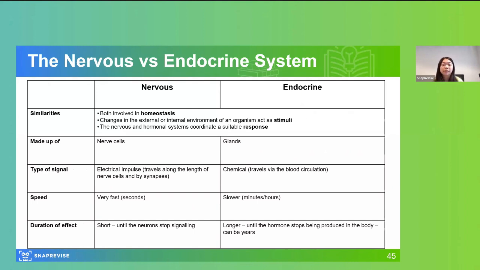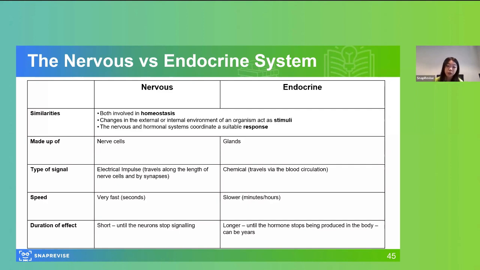The similarity is that the nervous system and endocrine system are both involved in homeostasis. You're going to see that in homeostasis. Changes in the external or internal environment of these organisms act as stimuli. So if there's any change in the environment or what's happening inside your body, it acts as a stimulus. The nervous and hormonal system, another word for the endocrine system, coordinate a suitable response to this stimulus. The difference is what they're made up of, the signals, and how it all works.